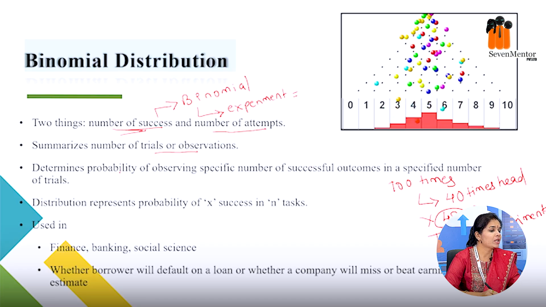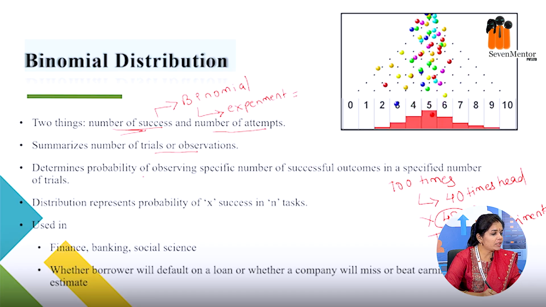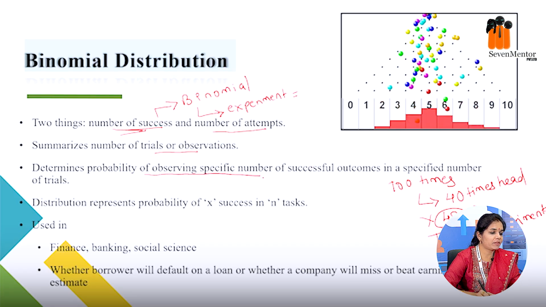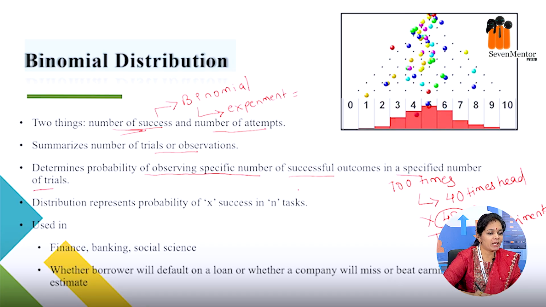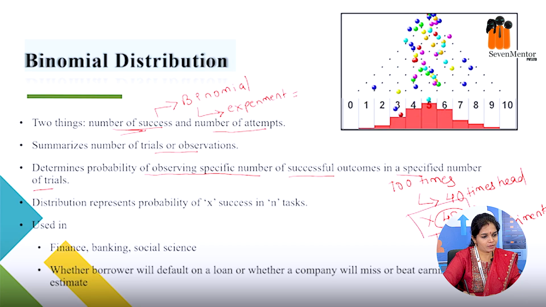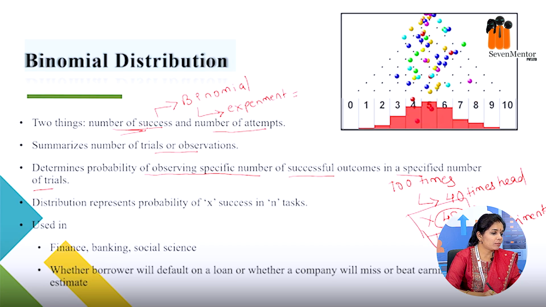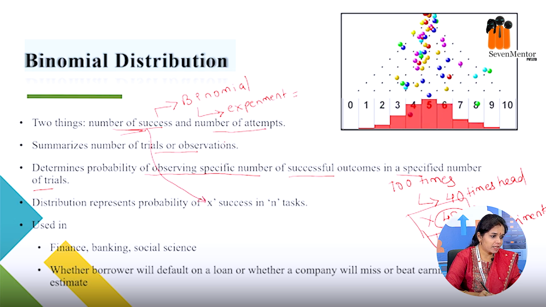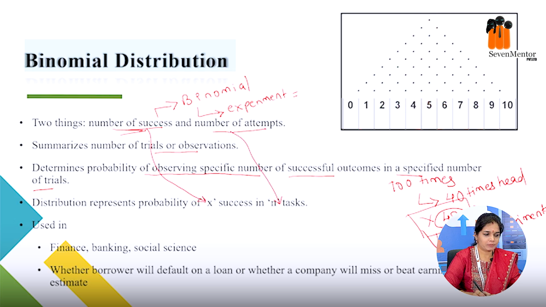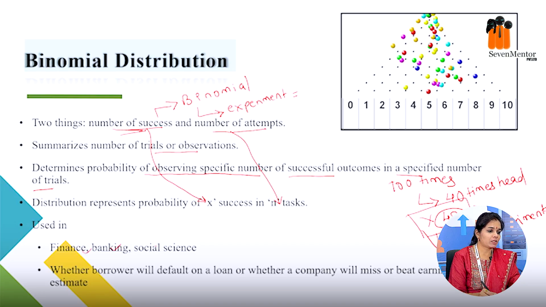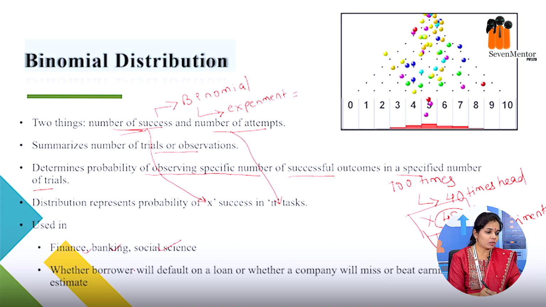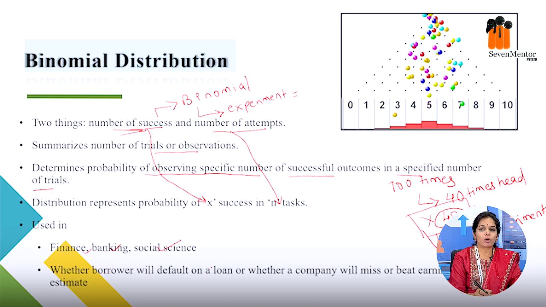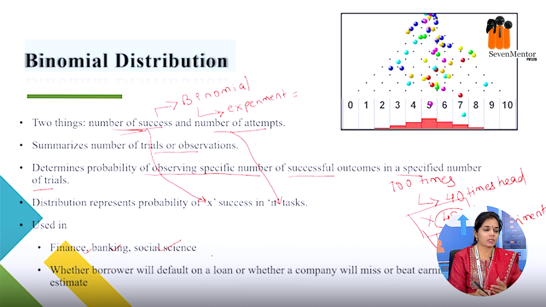Clear? Okay, so it determines the probability of observing a specific number of success outcomes in a specified number of trials. The same I have just explained using this. So the number of successes is given by X and the number of attempts is given by N. Clear? This can be used in finance, banking, social science, etc. Also, we can check whether a borrower will default on a loan or whether a company will miss its earnings.